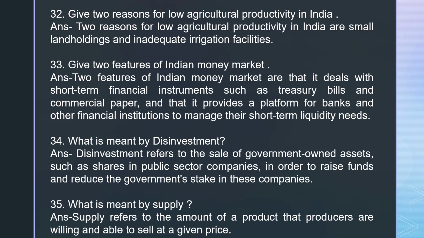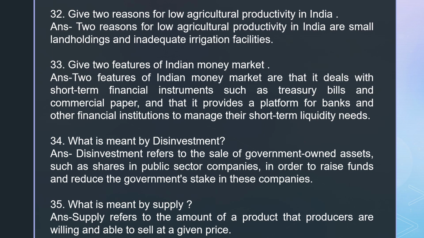33. Give two features of Indian money market. Two features of Indian money market are that it deals with short-term financial instruments such as treasury bills and commercial paper, and that it provides a platform for banks and other financial institutions to manage their short-term liquidity needs. 34. What is meant by disinvestment? Disinvestment refers to the sale of government-owned assets, such as shares in public sector companies, in order to raise funds and reduce the government's stake in these companies.